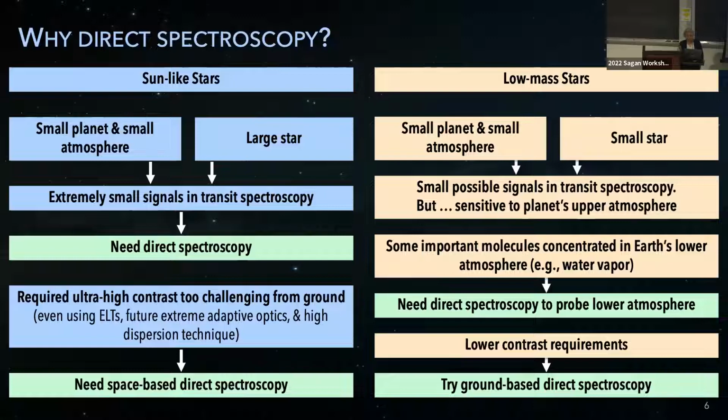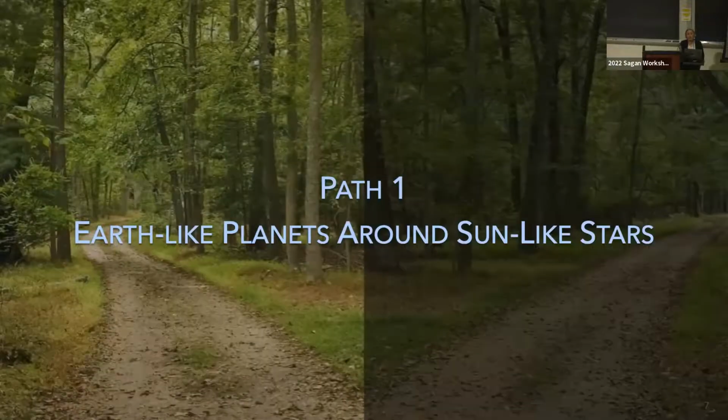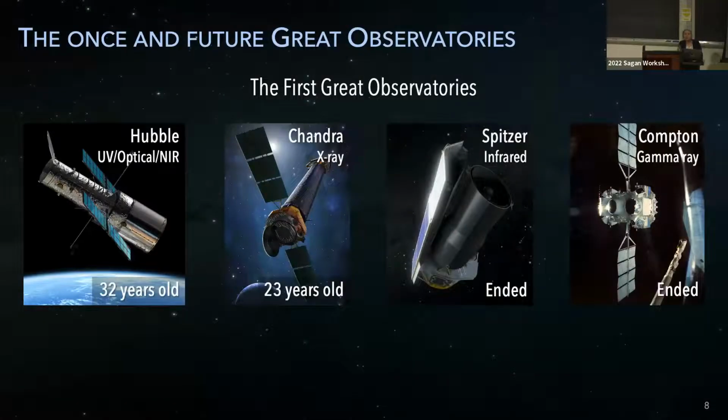Okay, so now I'm going to talk about how we pursue path one. NASA's great observatories spanned a huge swath of the electromagnetic spectrum, and they really transformed the whole field of astronomy. It's hard to imagine our field without these facilities, but two of them are no more, and Hubble and Chandra are starting to show their age.